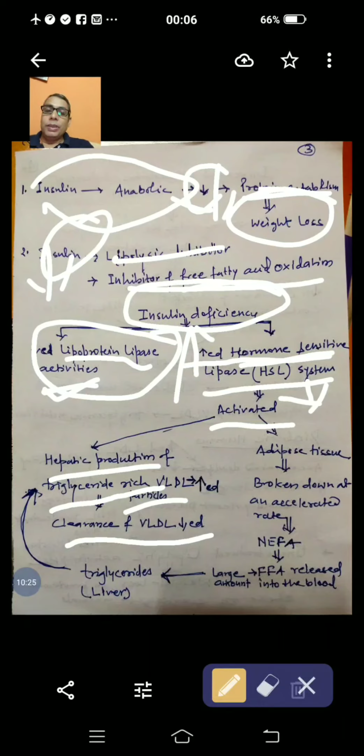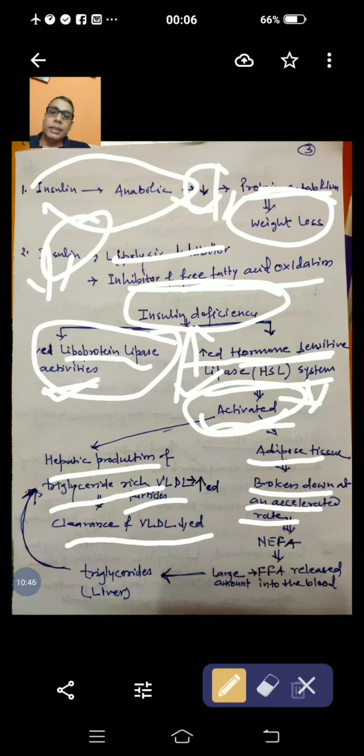Another mechanism by which this HSL leads to lipolysis is its action on the adipose tissue. It is broken down at an accelerated rate when the activity of HSL is high.